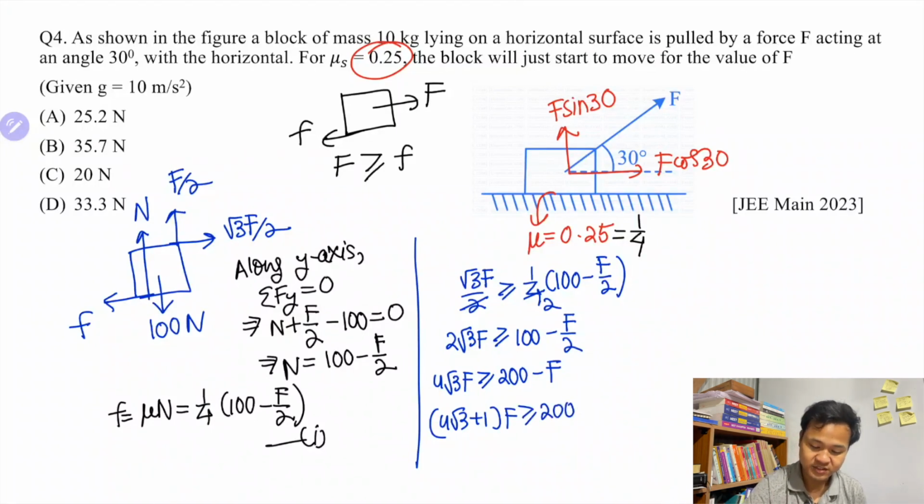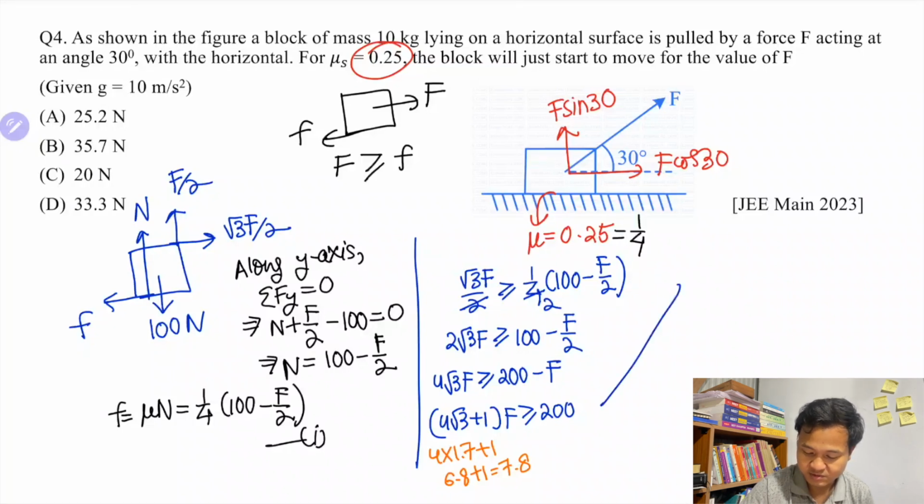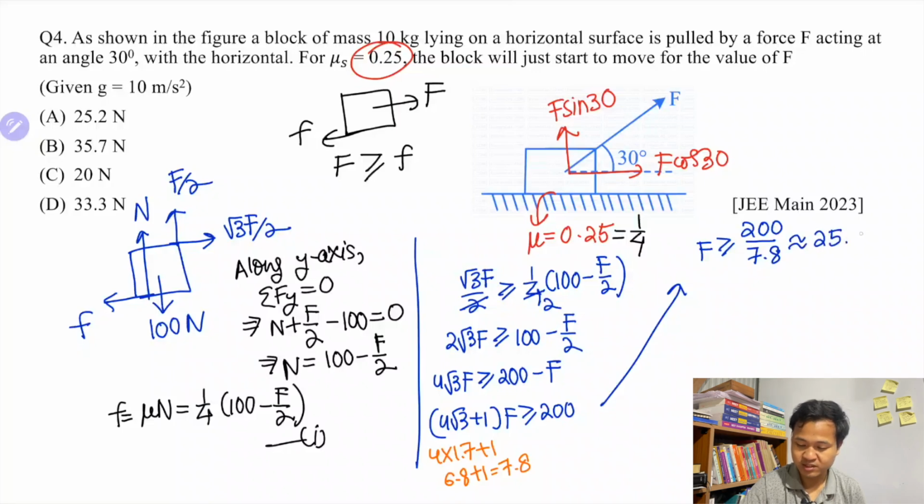Let's try the value of 4 root 3 plus 1 here. 4 into root 3, approximately 1.7, so 4 times 1.7 is 6.8, plus 1 is 7.8. So that means the force will be greater than or equal to 200 divided by 7.8. Okay, so this will be approximately 25 point something, around 25.6 will come.